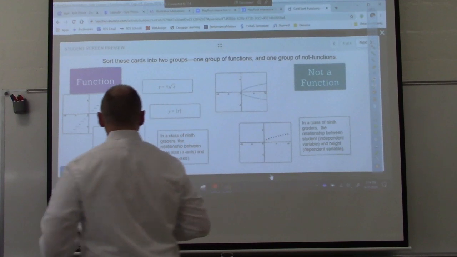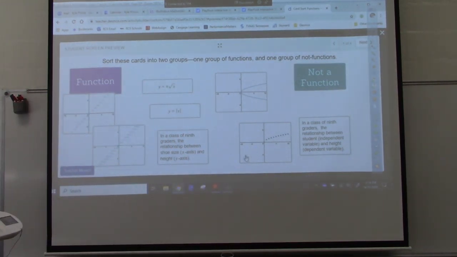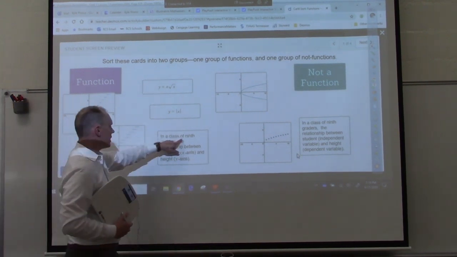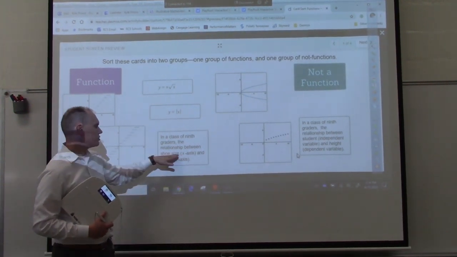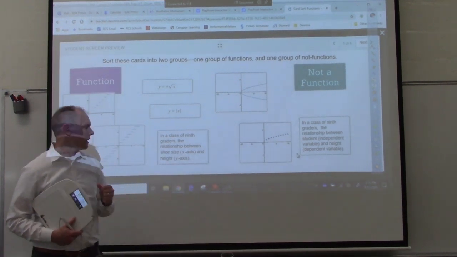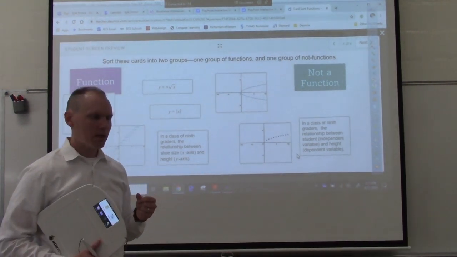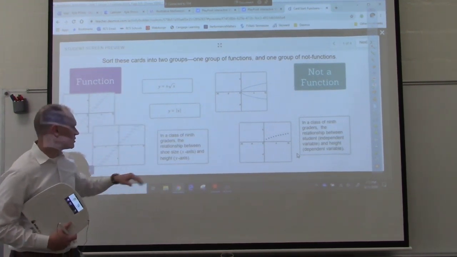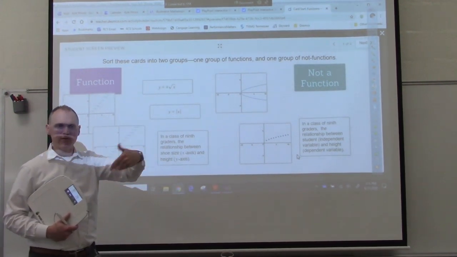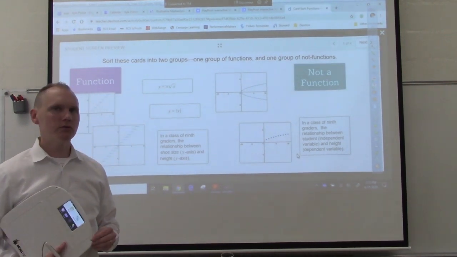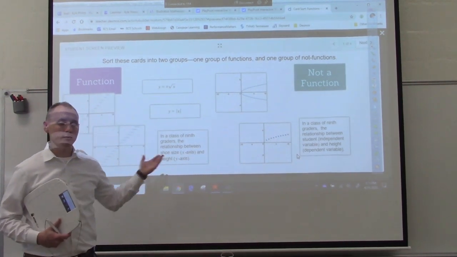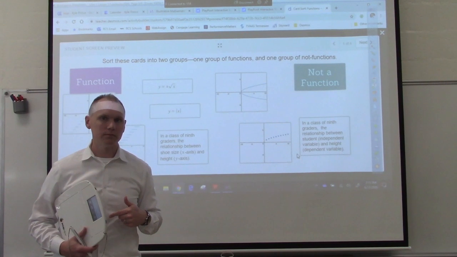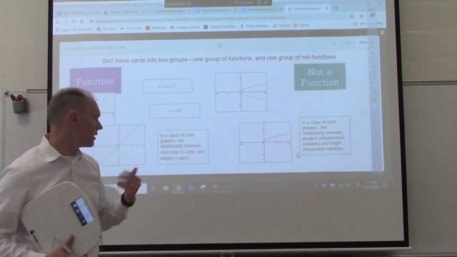Alright, so let's go through these. Let's start with the contexts. It says, in a class of 9th graders, the relationship between shoe size and height. So shoe size is the input and height is the output. Imagine I asked what your shoe size is and you gave me your height. Do you think two people with the same shoe size would have the same height? Or different heights? What do you think?